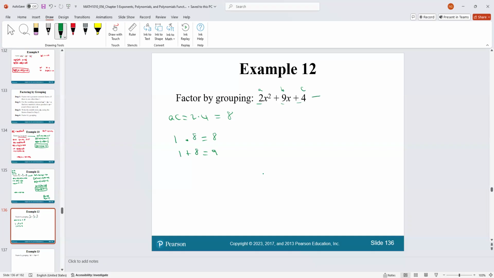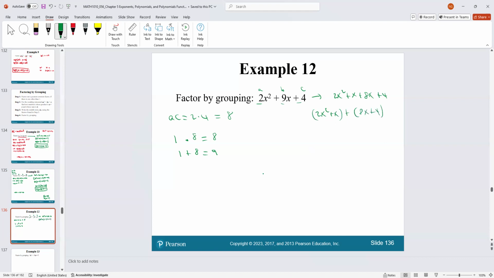So you can rewrite this one as 2x squared. Now instead of writing 9x, we're going to write x plus 8x. That makes it 9x, plus 4. Right? Factor any two you want. You know what? Let's factor the first two. 2x squared plus x plus 8x plus 4.